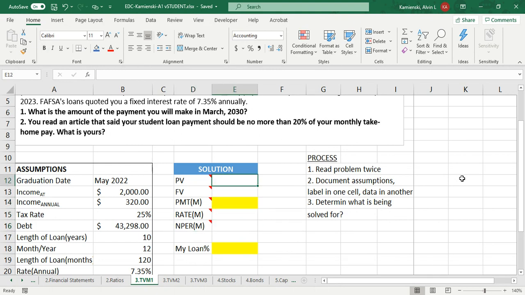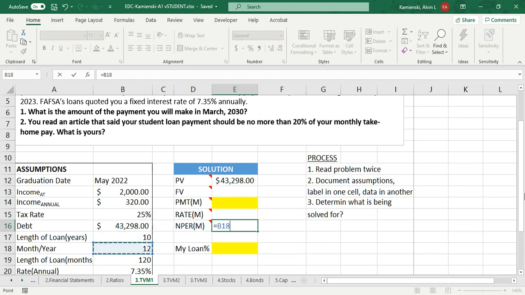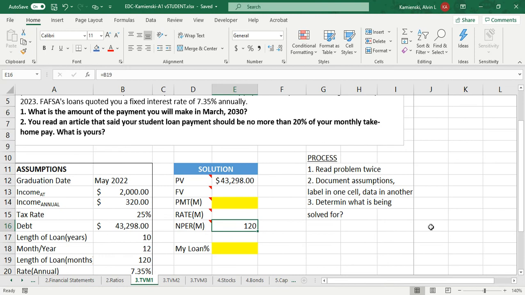So we're going to go ahead and wire in what we know, which is if you get a loan, that would be like somebody giving you right now $43,298. But they would ask you then to pay them back. In this case, over a number of periods, that's 10 years, but your periods occur every month. So it's 120 different periods for which you will pay back the loan.